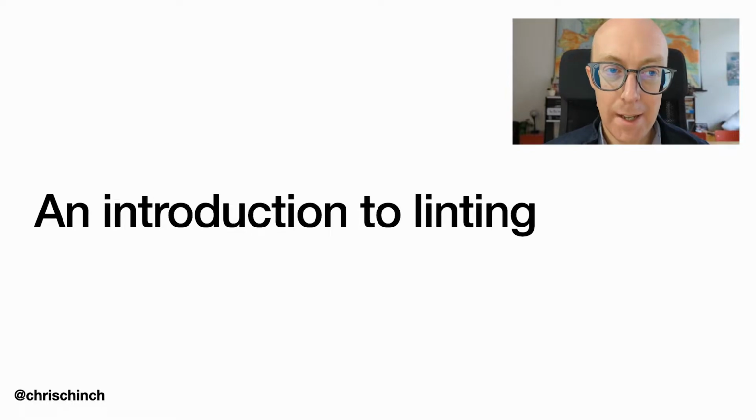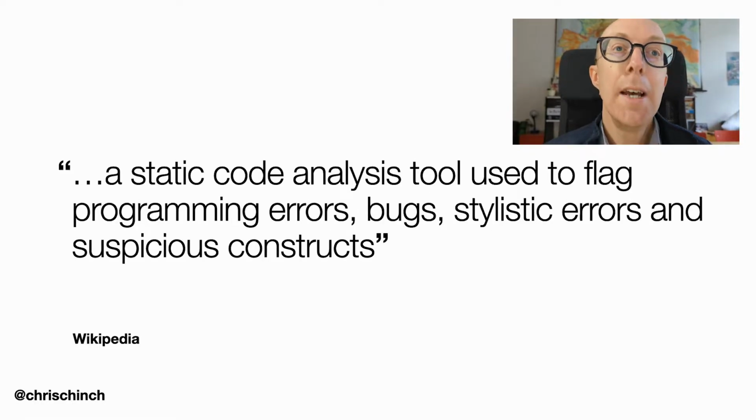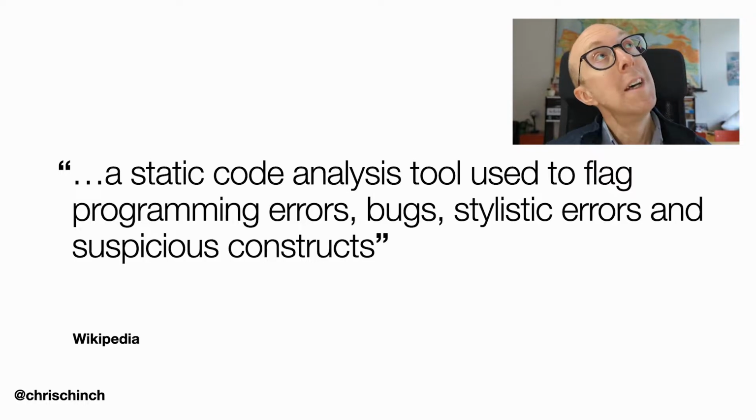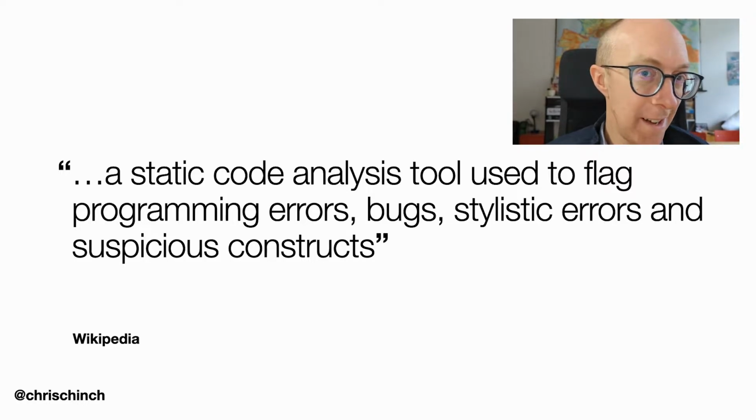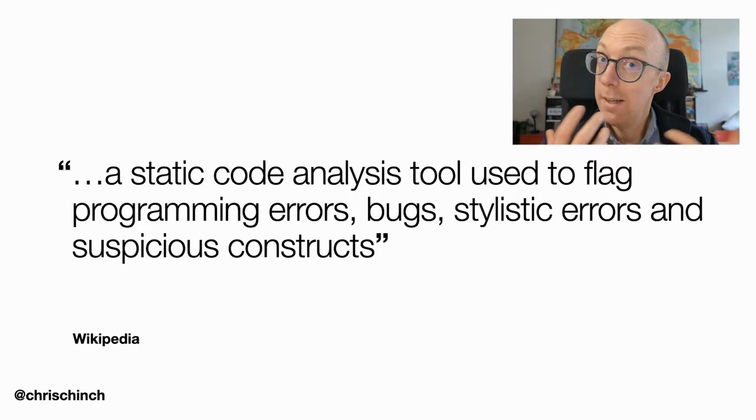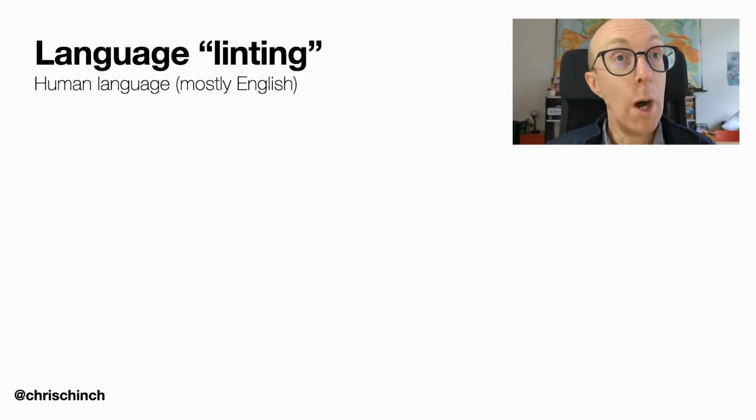What is linting? Well, according to Wikipedia, linting is a static code analysis tool used to flag programming errors, bugs, stylistic errors, and suspicious constructs. Well, this sounds a little bit like what we are trying to identify, doesn't it? So can we use linting for language, for human language? Well, yes, we can. And it's not necessarily a new concept, but it's not always called linting.